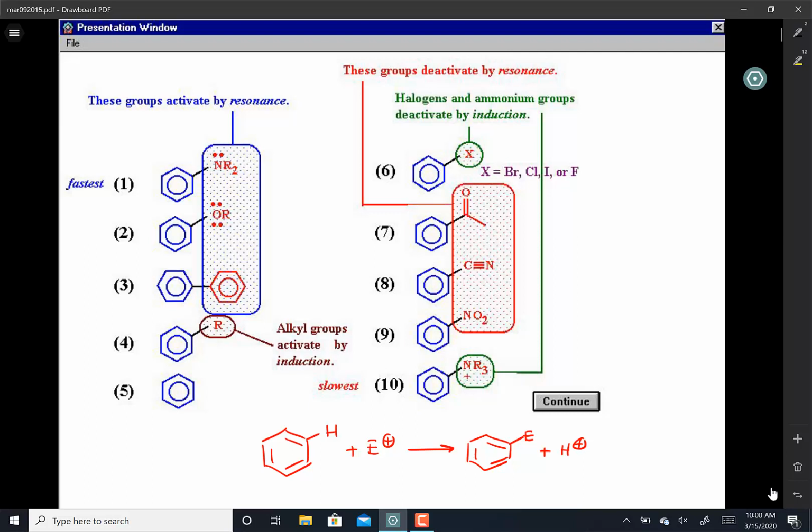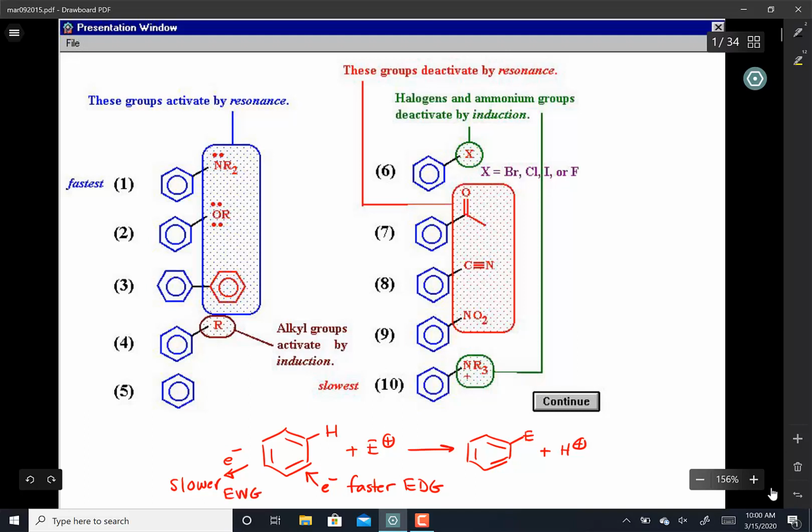So to make the ring react faster, we need to make it more nucleophilic, which means that if we push electron density into the ring, it's going to react faster. So that means we need an electron donating group, whereas if we withdraw electron density out of the ring, it's going to be less nucleophilic, which means it's going to react slower, and we need an electron withdrawing group for that.